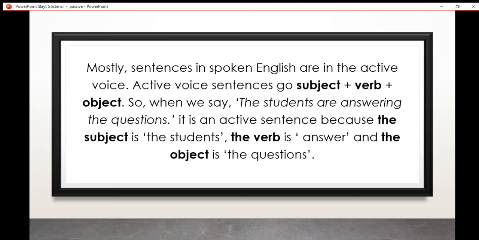So mostly, when we speak in the active voice in everyday language, as we said, it goes subject, verb, object. So when we say "the students are answering the questions," it's an active sentence. Let's remember: subject, the students; verb, answer; object, the questions. So it is an active sentence.